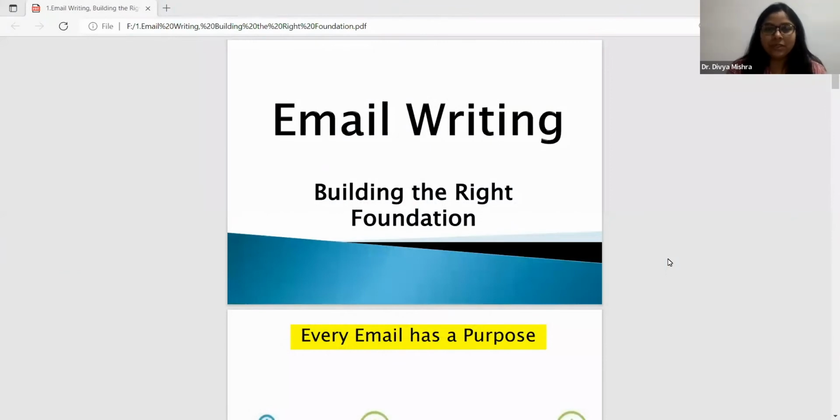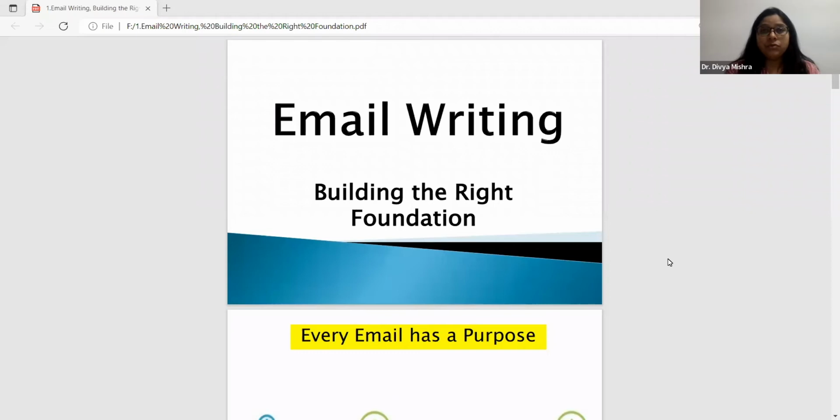My name is Dr. Divya Mishra, and today we are going to discuss email writing and how you can ace your placement process with the help of effective email writing. So you might be wondering what is special about email writing, why learn it. Everybody knows how to read and write. Then what is special about email writing?